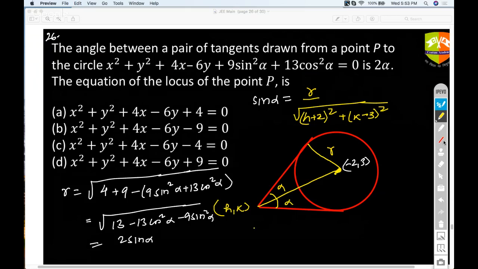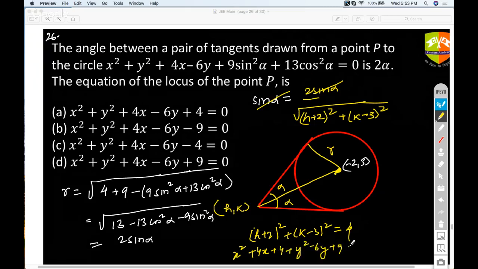So if I replace here with 2 sine of alpha, sine alpha you can just cancel off. Right? So it's as good as saying h plus 2 the whole square plus k minus 3 the whole square is equal to 4. Right? Generalizing it, you get x square plus 4x plus 4 plus y square minus 6y plus 9. You can just cancel off this 4. So x square plus y square plus 4x minus 6y plus 9 equal to 0. That's going to be your option number D. D option is going to be the correct answer.